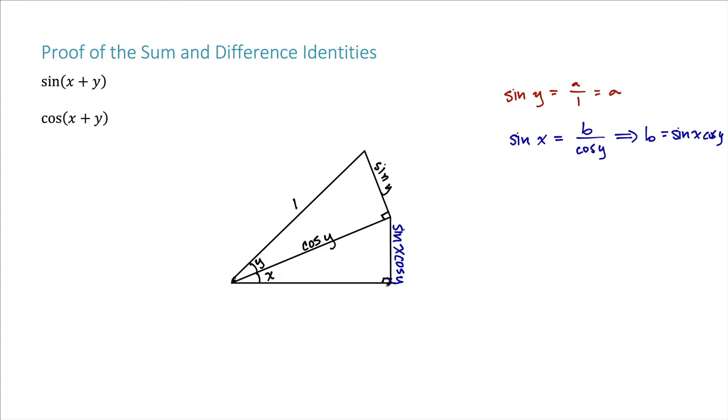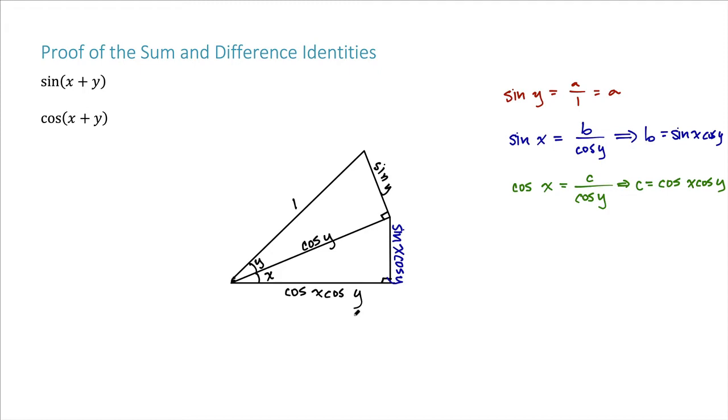All right, now I can do the same type of thing for this length down here. Okay, and so if we call that length c, then we can say cosine of the angle x is adjacent over hypotenuse, so c over cosine of y, and then solve for c by multiplying by cosine of y. So I get c equals, okay, so then I can just fill that in right here. So I've got cosine of x and cosine of y.